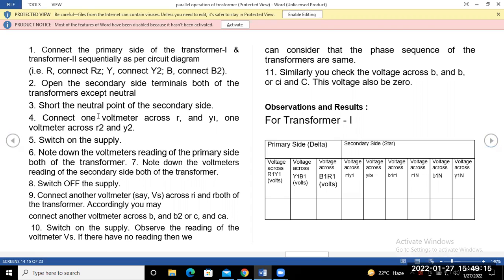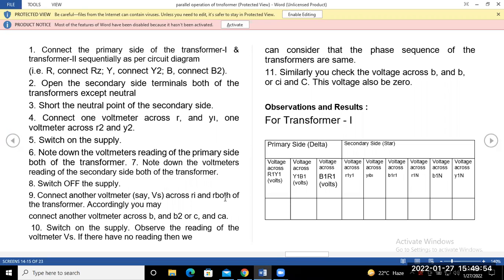Okay. So open the secondary side terminals of both transformers except the neutral point, and short the neutral point of the secondary side. Connect 1 voltmeter across R, Y, and B, and 1 voltmeter across R2 and RY. Okay. And switch on the supply. Next, note down the voltmeter reading of the primary side of both transformers, and the next step is to note down the voltmeter reading of the secondary side of the transformers.